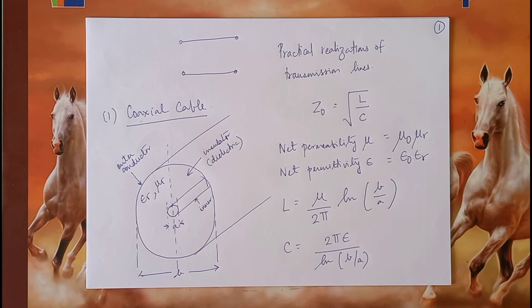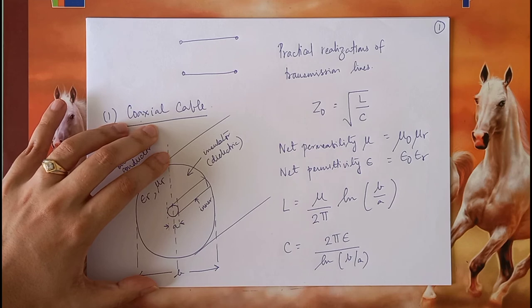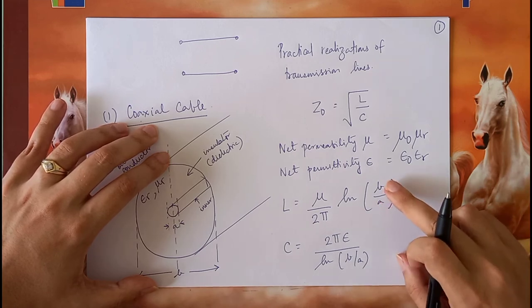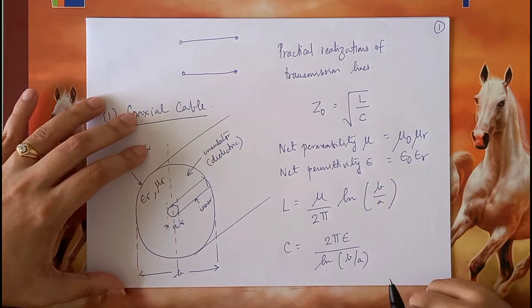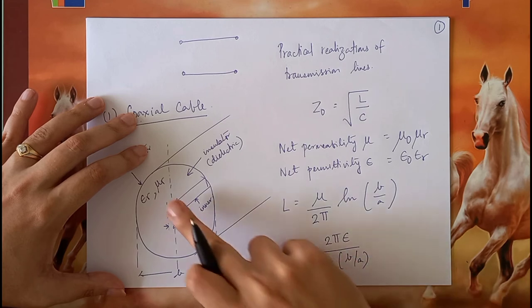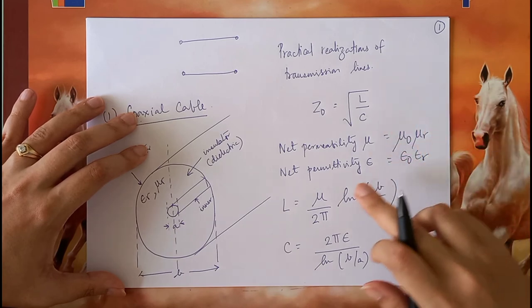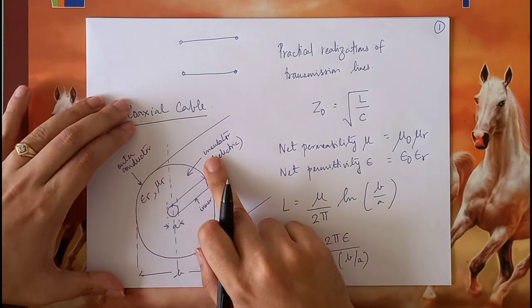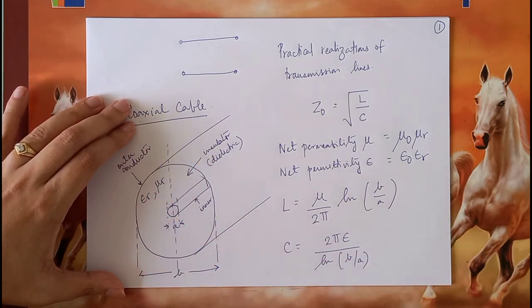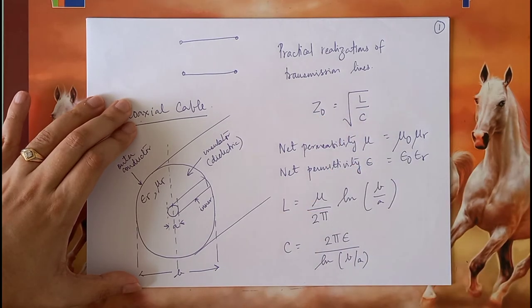However, there are things that you can make out by looking at the final results. You can say that as B increases, the inductance also increases, but as B increases, the capacitance reduces. So therefore, you can effectively choose the dielectric material, and you can also choose B and A as per the specifications given to you to realize the required value of Z0.